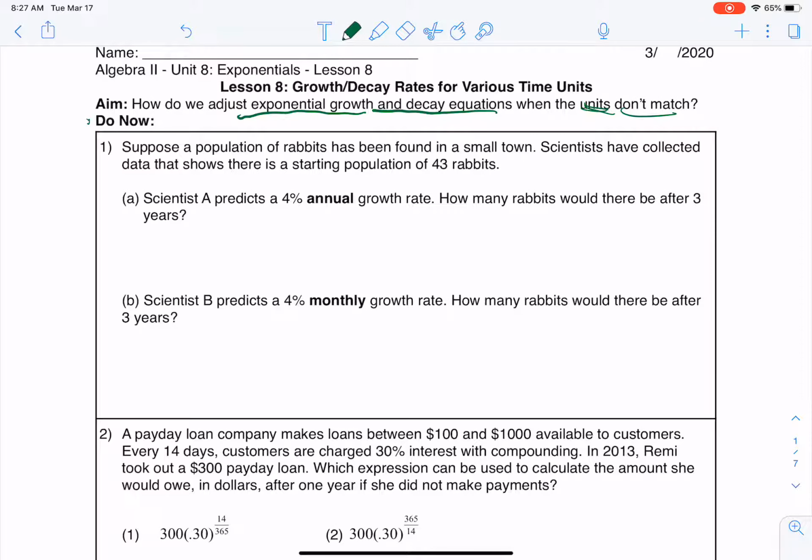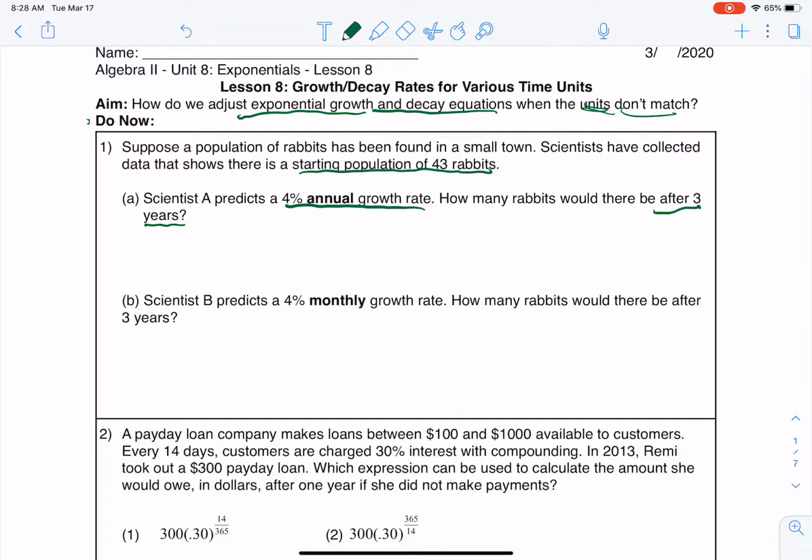Like a lot of exponential equations, this has to do with rabbits. Don't ask me why, but rabbits seem to have an affinity for exponential growth. Suppose a population of rabbits has been found in a small town. Scientists have collected data that shows a starting population of 43 rabbits. Scientist A predicts a 4% annual growth rate. How many rabbits would there be after 3 years?